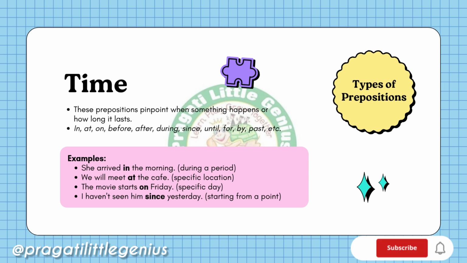Next type of preposition is prepositions of time. These prepositions tell us when something happens or how long it lasts.